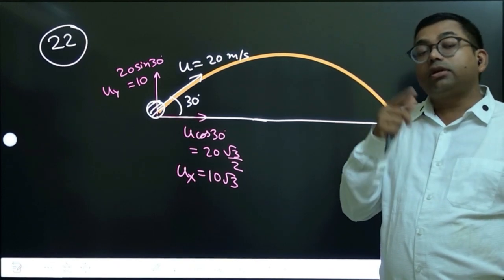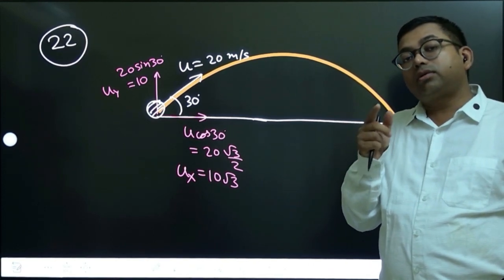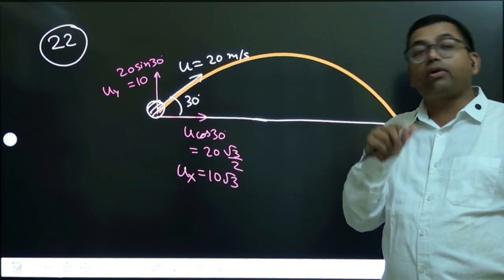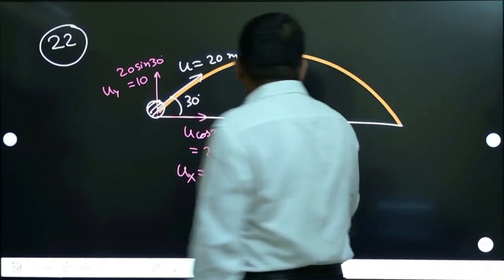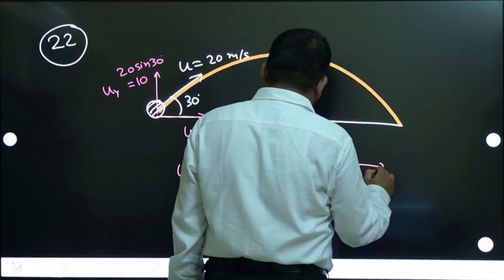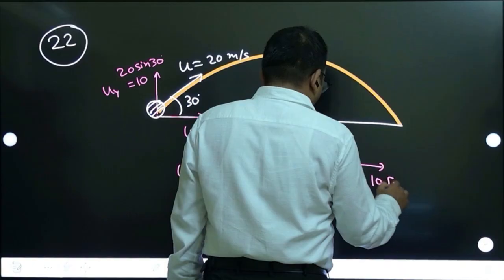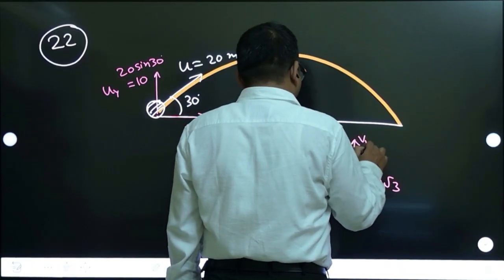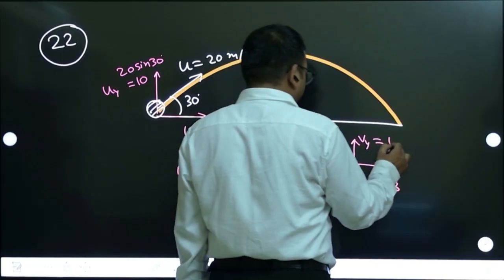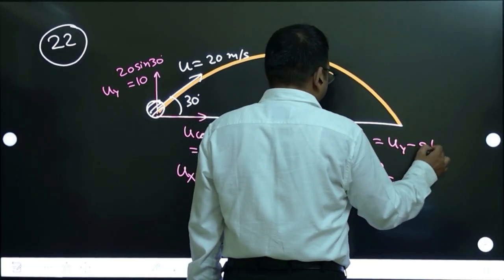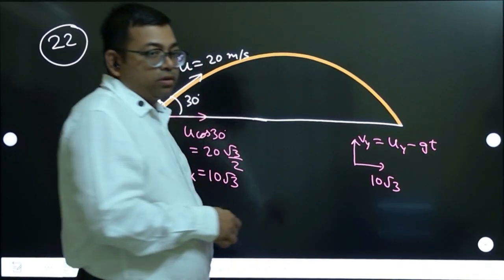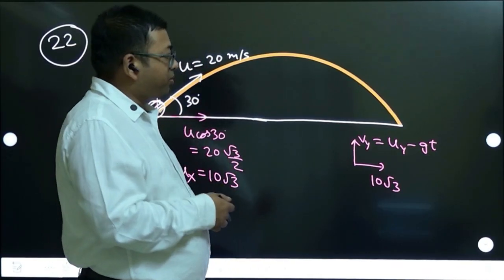So now let us try to calculate after 1 second. What is the velocity? The horizontal component will not change, it will remain the same as tan root 3. Only the vertical component you try to calculate, and you can use v equals u minus gt. This formula you use because it is the vertical velocity component.